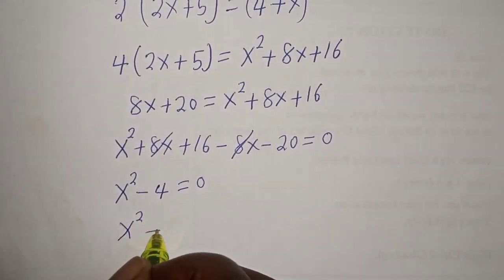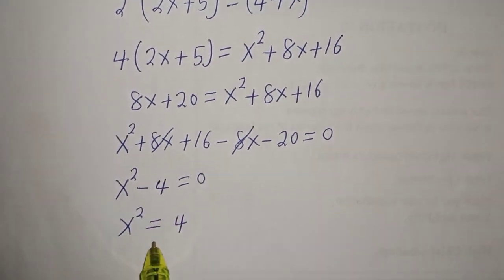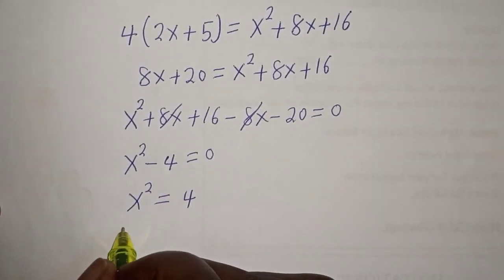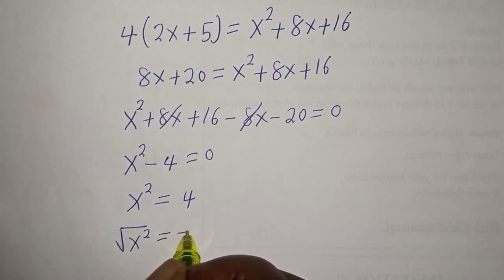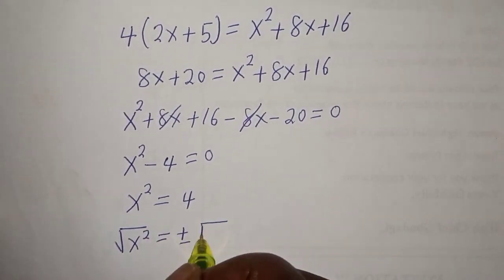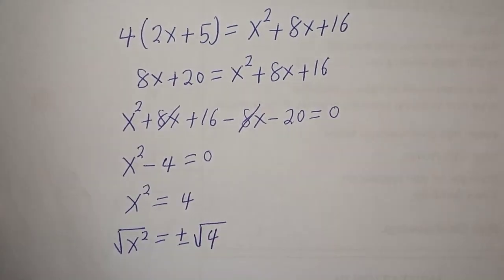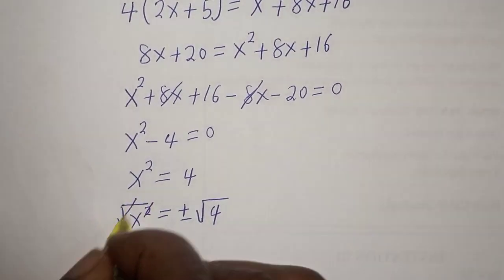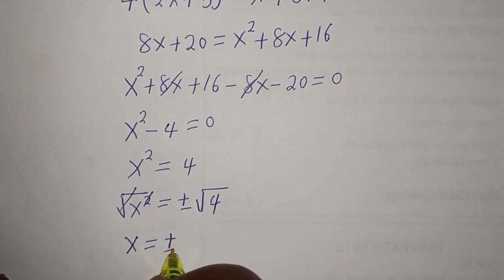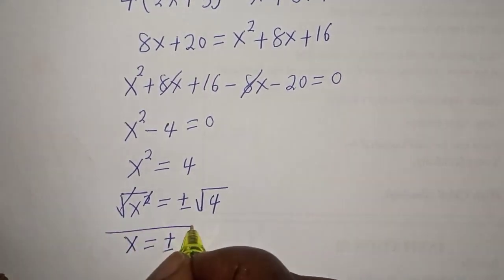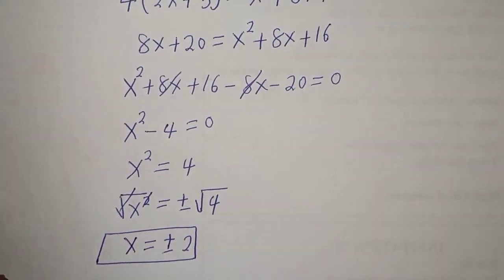x squared is equal to 4. Let's take the square root of both sides. Square root of x squared is equal to plus or minus square root of 4. This will cancel this. x is equal to plus or minus 2. This is the final answer.